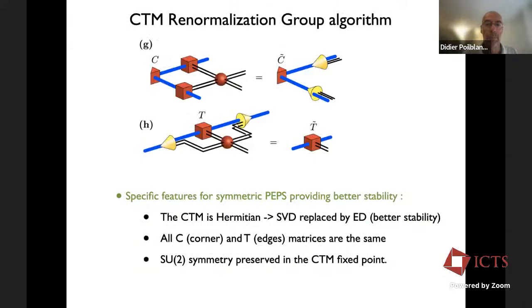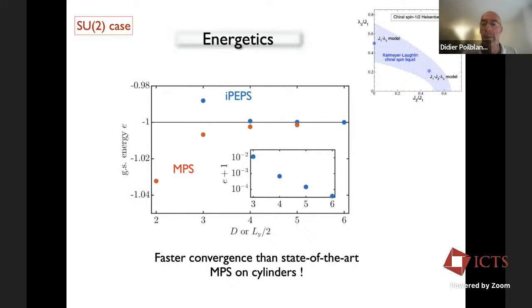So this I will skip. So there is this parameter chi that I will use later on.